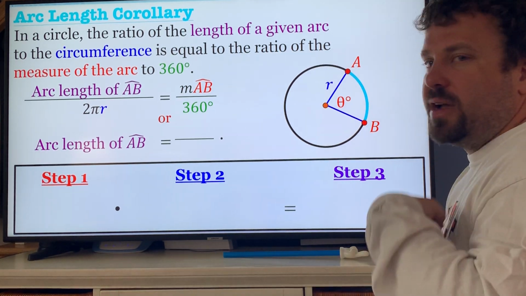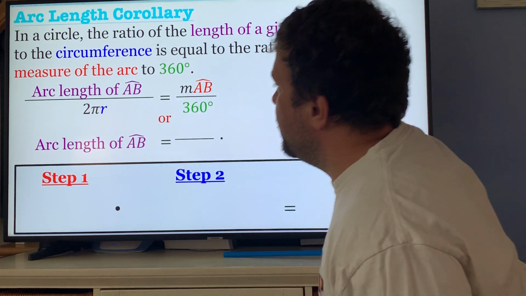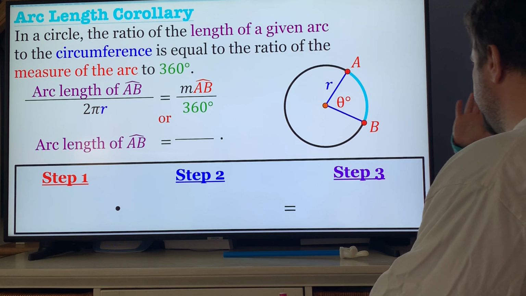An easier way is you're actually going to be finding the arc length. So if you do a little cross multiplying here and division, or you just multiply this by 2 pi r.